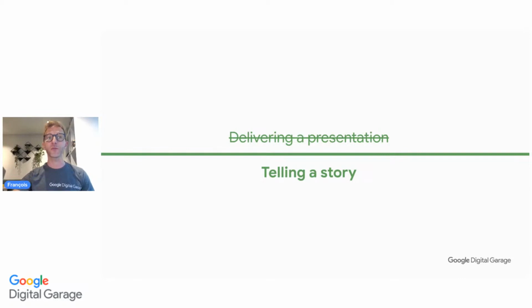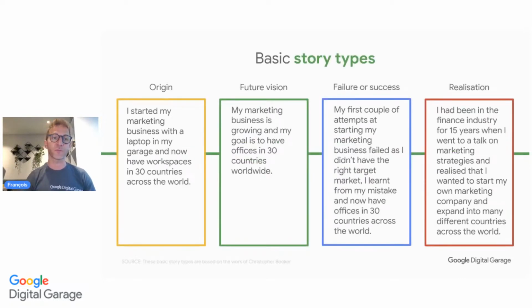And in addition, we're going to look at the types of story. Some of the types we like to show are four different ones. We have origin, where we talk about the very beginning. So maybe we created our business in a garage, and now we are in 30 countries in the world. But you talk about the very origin, like me and my brother started in a garage with a very bad laptop. The second one is future vision.